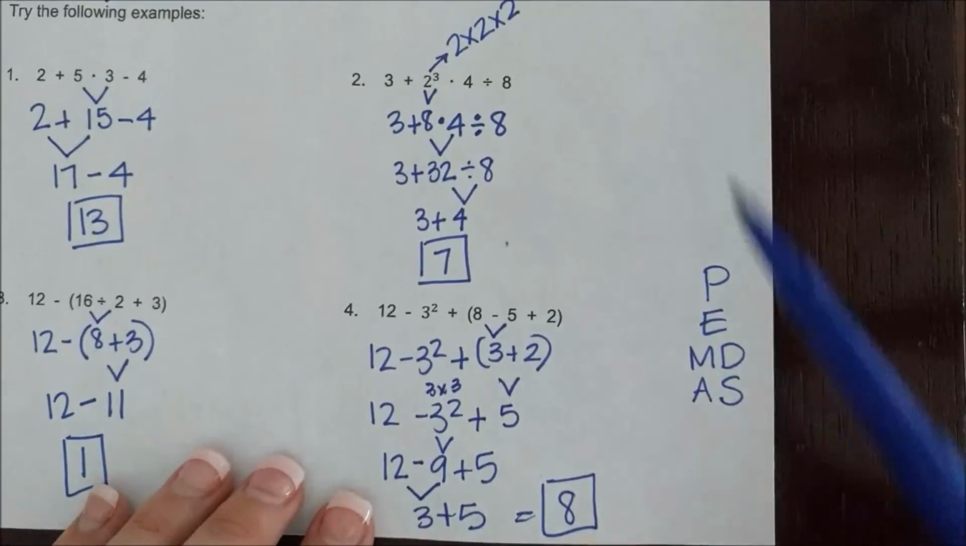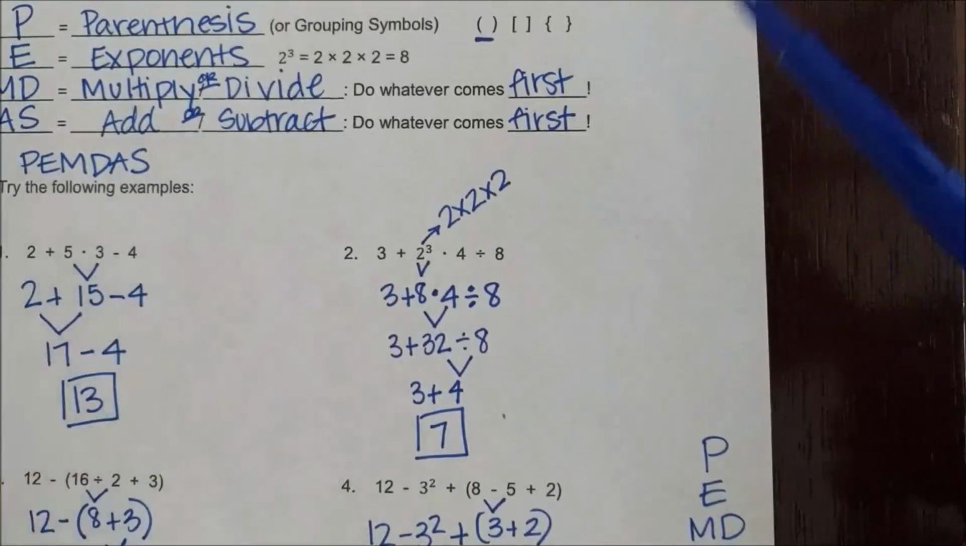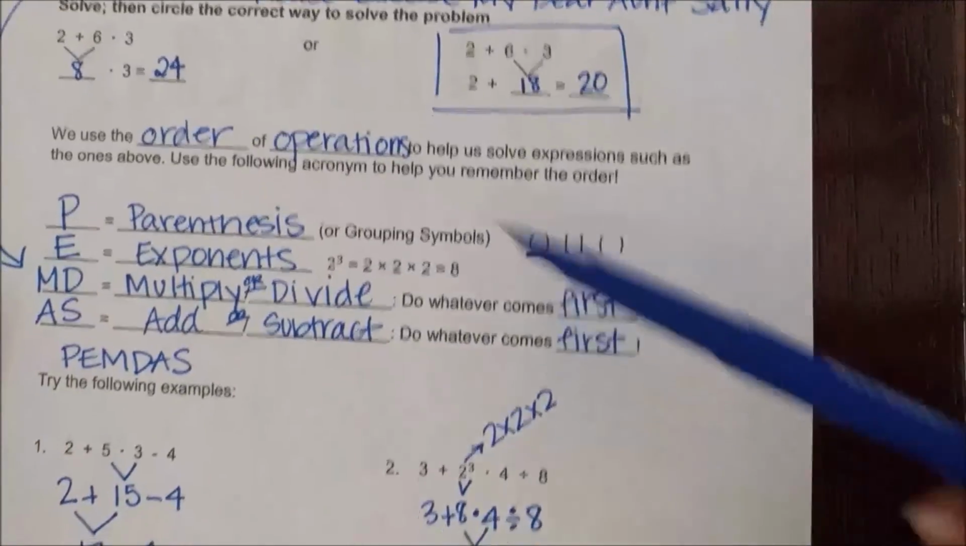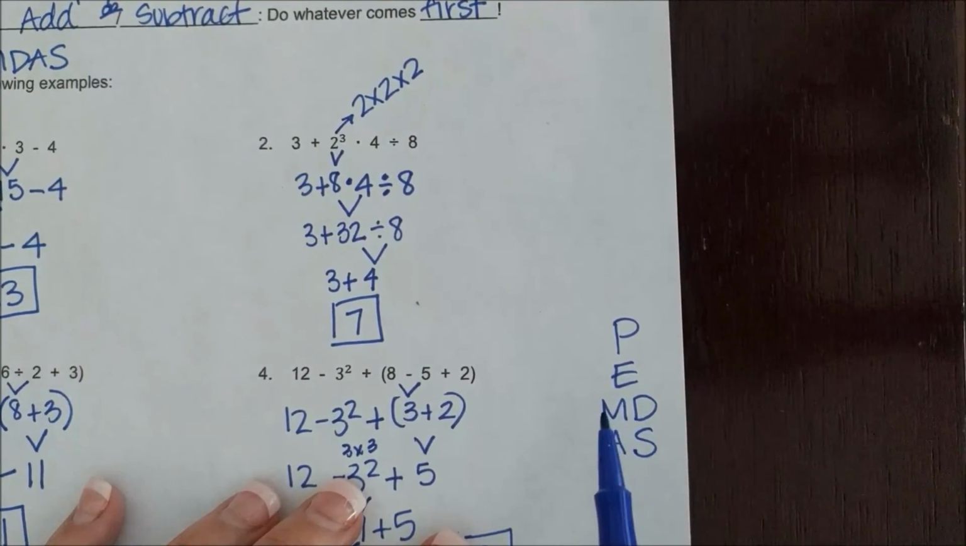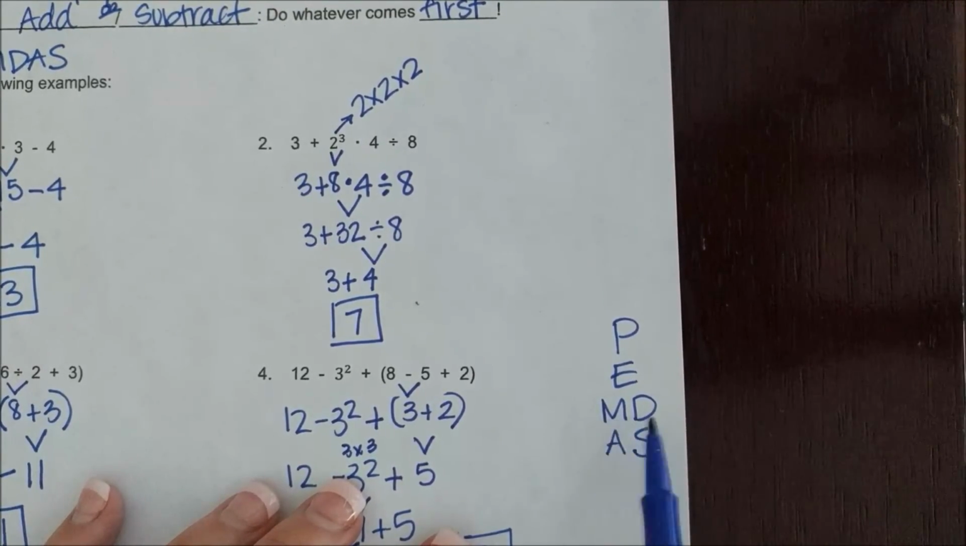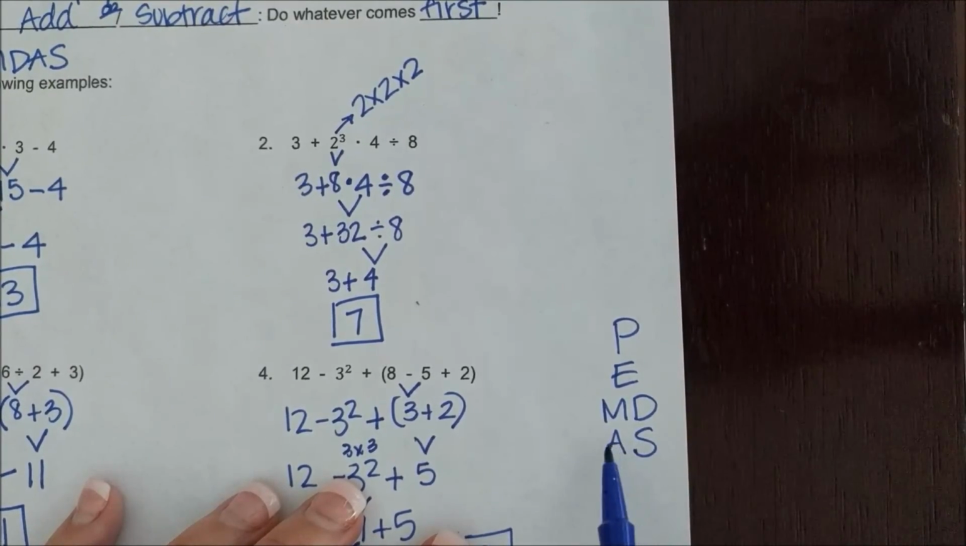All right, guys, so that's your examples and your notes for order of operations. Please make sure you have this entire page copied down. This is what we're going to be checking. Also remember P, parentheses, E, exponent, MD, multiplication, division. It does not matter the order. You're going to do whatever comes first. And then addition, subtraction, same thing. You're going to do whatever comes first. All right, that's it.